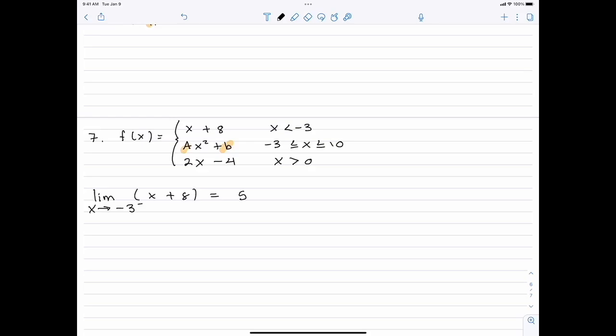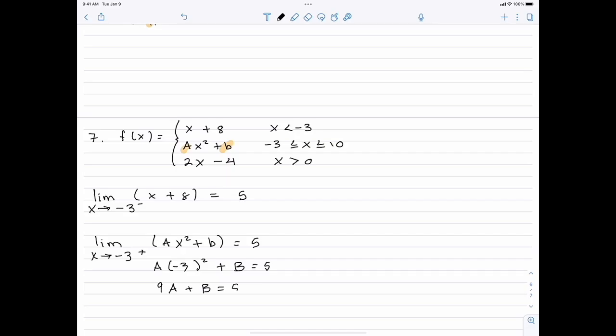So what I want to happen is I want to take the limit as x approaches negative 3 from the right of this function, and I want it to be equal to 5. In other words, when I plug in negative 3 for x, I'm going to get a times negative 3 squared plus b. This is going to be equal to 5. So that's 9a plus b equals 5. I'm just going to tuck it over here for right now.